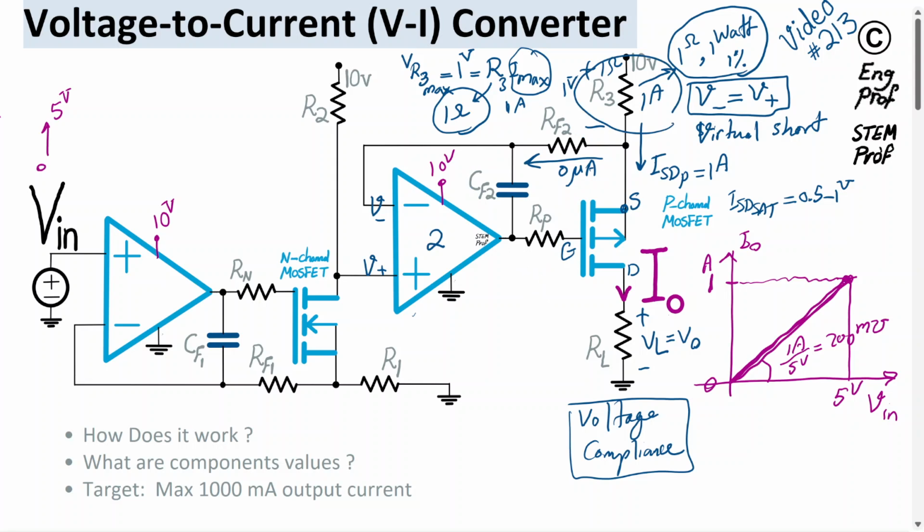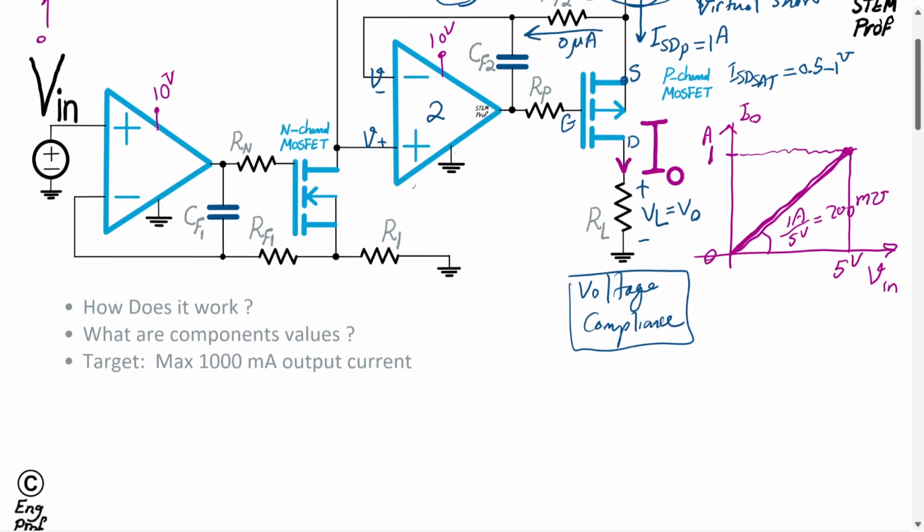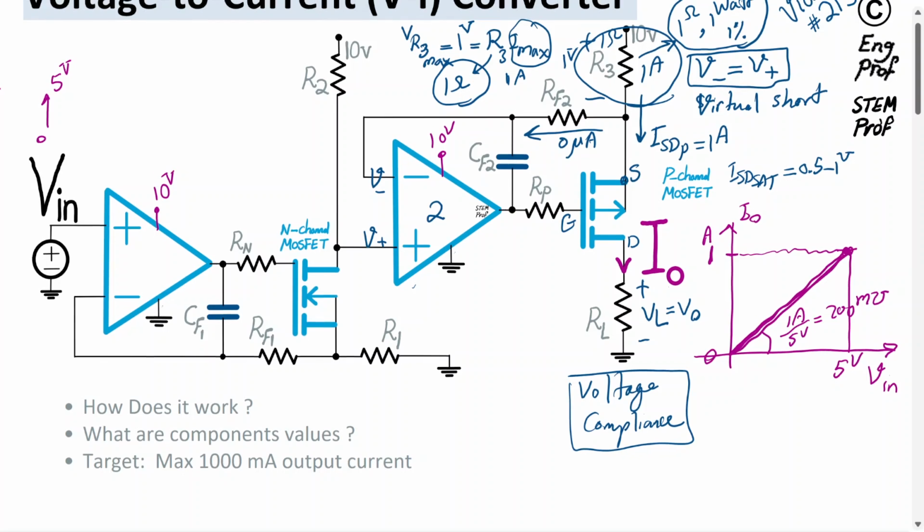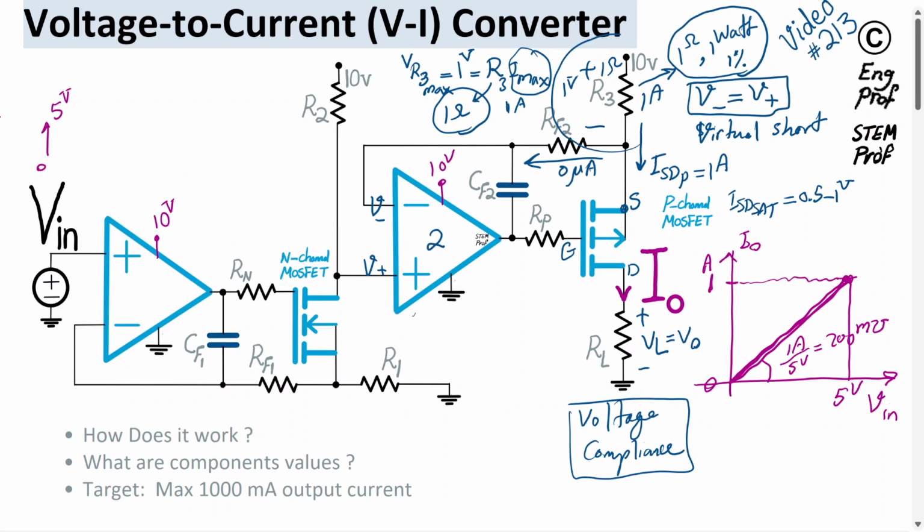So in this circuit, R3, R2, R1 are directly deciding the current value combined with the P-channel MOSFET and N-channel MOSFET. Okay, so let's analyze the circuit quickly. At maximum current 1 amp, with 1 ohm selected for R3, we have 1 volt drop across R3. That means we have 9 volt at this node, which is the same as the negative terminal of the op amp.